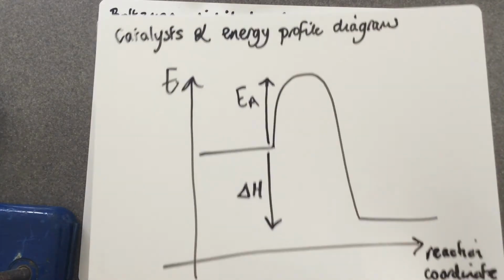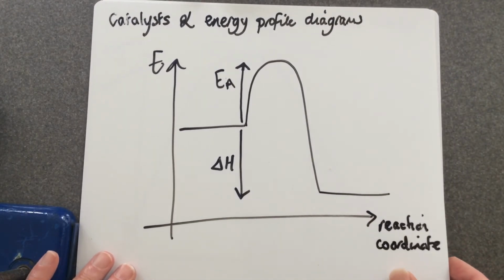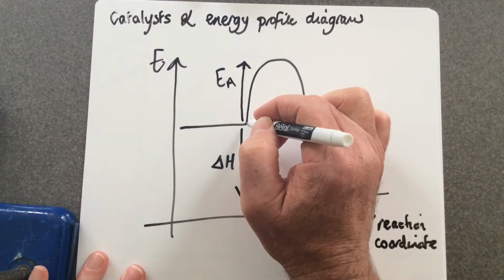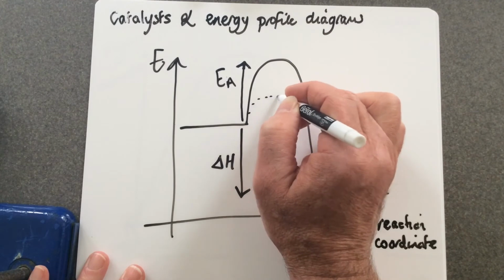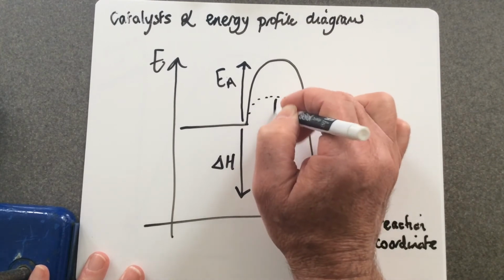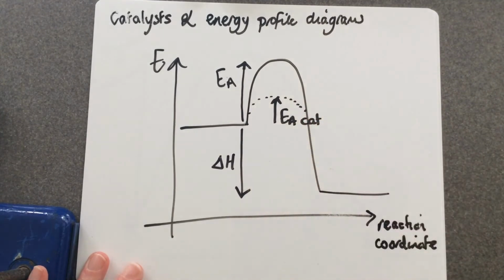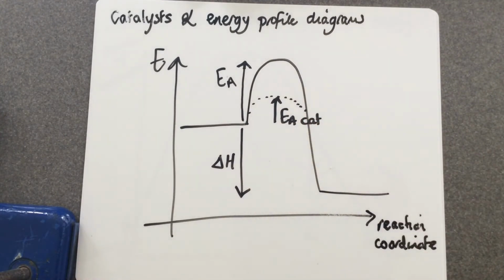Think about an energy profile diagram. This should be really familiar to you by now. When we introduce a catalyst, it provides an alternative pathway which has a lower activation energy. So more particles have enough energy to be able to get over that lower activation energy, so the reaction gets faster.